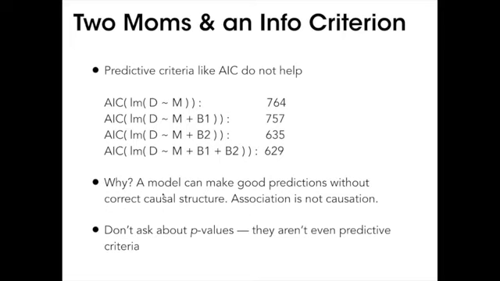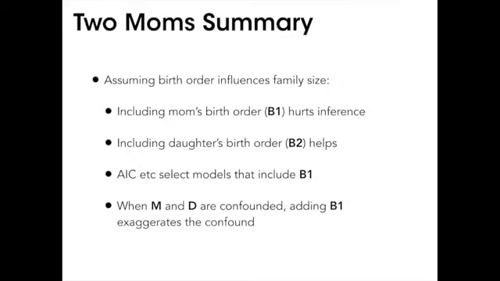A model can make good predictions without knowing the correct causal structure, like Ptolemy's model of the solar system. Association is not causation. And of course, as I say here, don't ask about p-values, please don't. P-values have the same problem. P-values aren't even designed to choose model structure. So at least AIC is designed to choose model structure. P-values aren't even designed to do that. They're designed to control type 1 error rate.